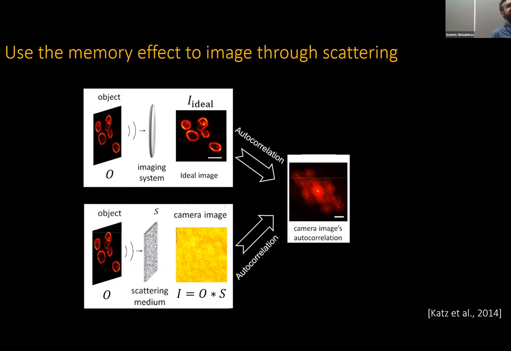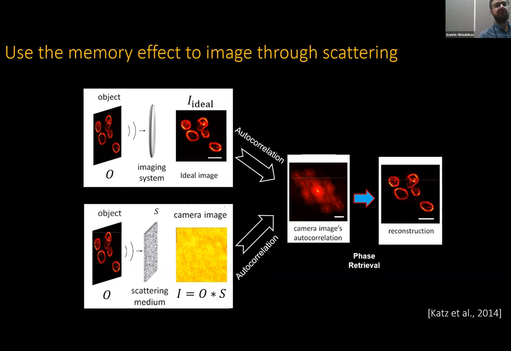So with this observation, if I take the speckle image, form its autocorrelation, and then do a phase retrieval operation on this, I can go back and extract the clean image that I would have observed if I was not observing through scattering, using basically clean, direct imaging. All right. This is a technique that Ori Katz introduced in 2014. It's drawn a lot of attention since then, but as I mentioned, it comes with a lot of limitations.